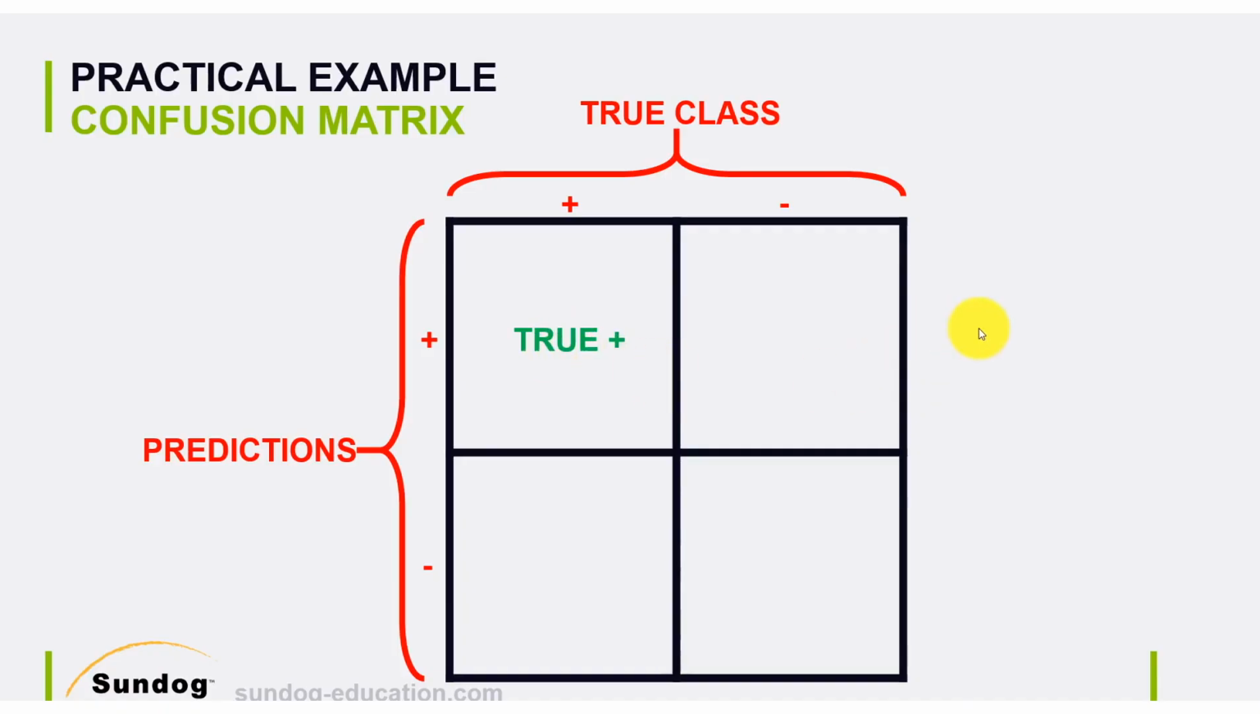What if the network predicted that there is no pedestrian, which is here minus, and in fact there was no pedestrian? That means we're good, and we're going to put the number of true negatives here. That's basically the good part.